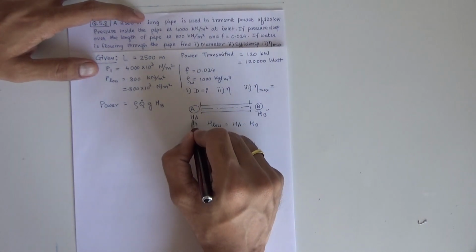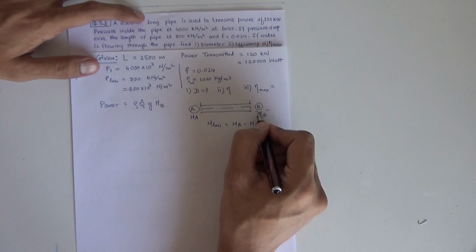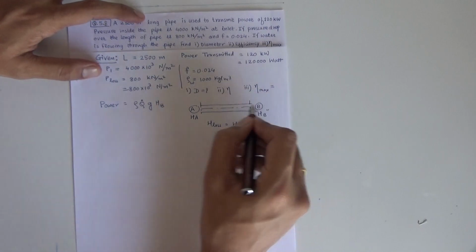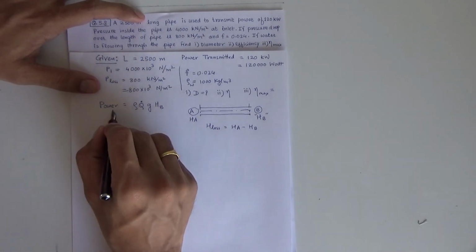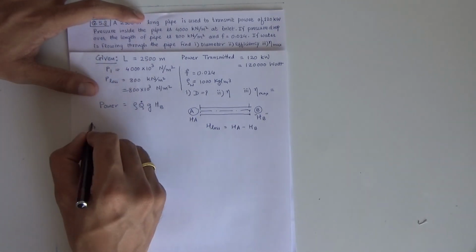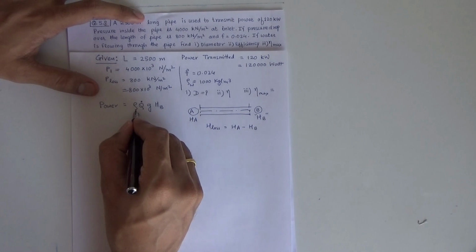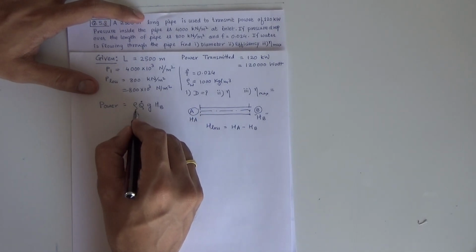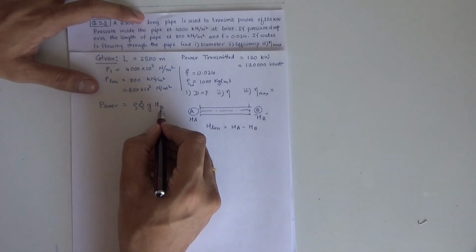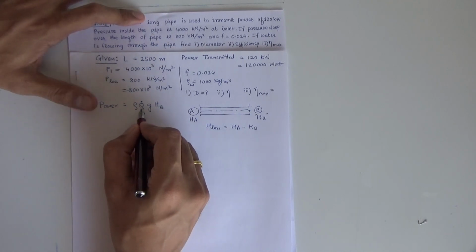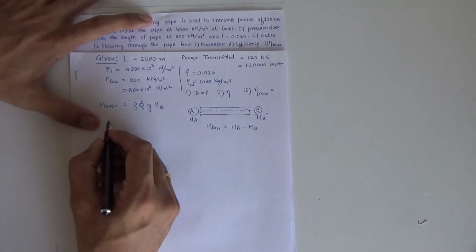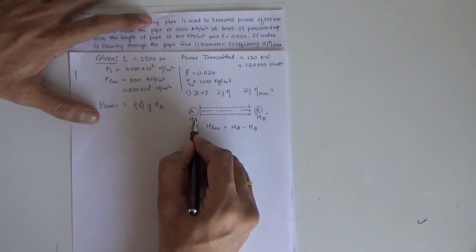So we supplied HA but we got HB. Corresponding to HB, the energy is mgh, and that is the power available at section B, and that is nothing but the power transmitted. This is known to us. Rho is known, g is known, HB can be obtained by the difference of this, and we get the discharge. So to get HB first, we should use HA minus H loss.